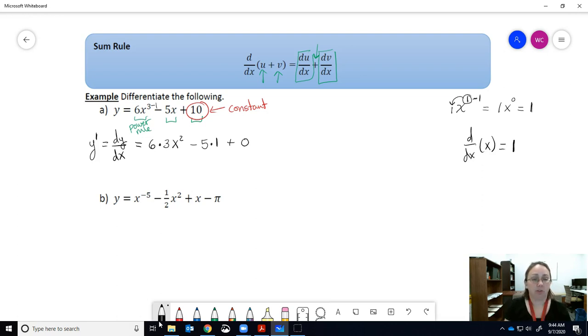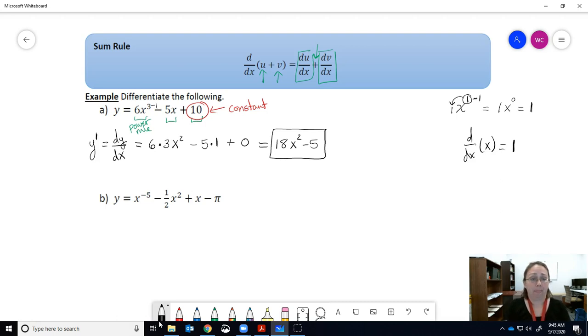Right? So those are the rules that we've worked on. Bring them all together and we're able to do much larger, more interesting problems. Simplify your work and see what you have. So 6 times 3 is 18, x squared minus 5, and everything else is done. There you go. That's your derivative.